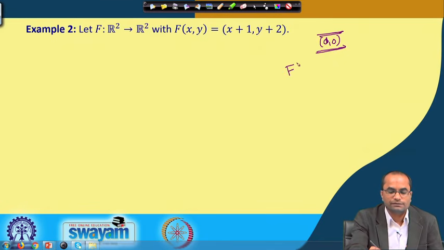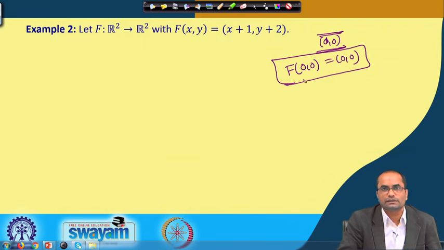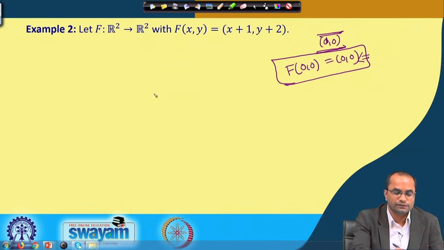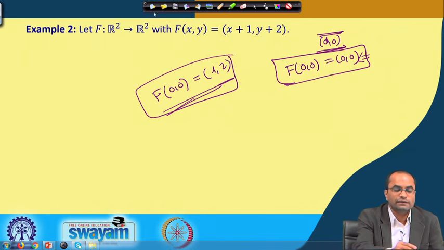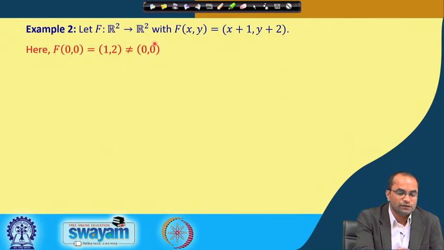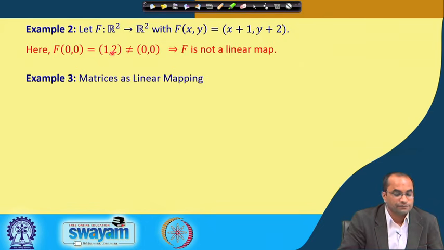So, this f must map the (0, 0) element to the (0, 0) element if it is a linear map. That is the necessary condition of this linear map, but what we observe here, when we apply this f on (0, 0), what are we getting? We are getting (1, 2). So, in this way this cannot be a linear map, because it is not mapping the (0, 0) element to the (0, 0) element, but it is mapping the (0, 0) element to the (1, 2) element, which cannot be a linear map.